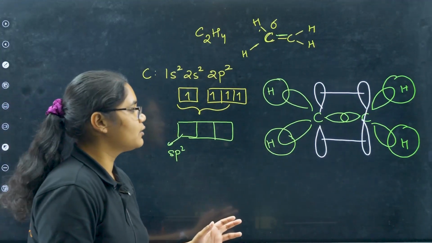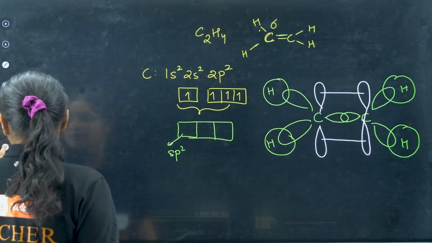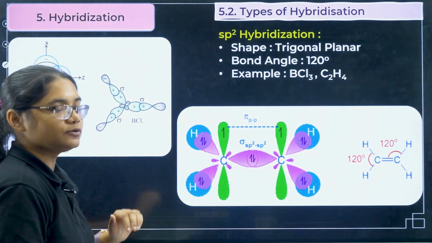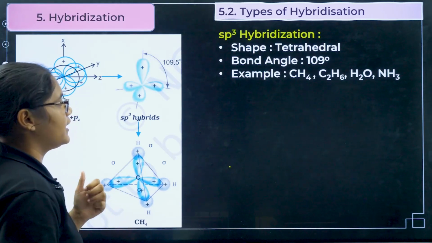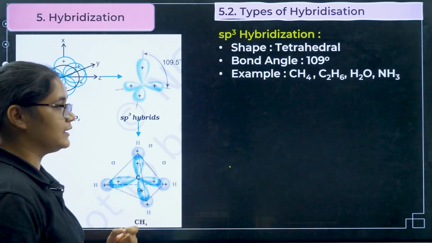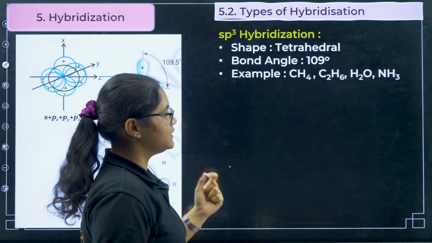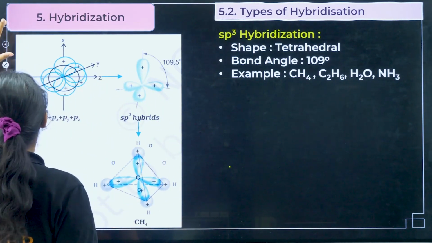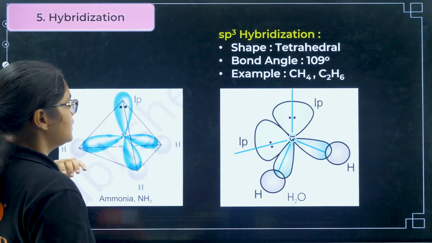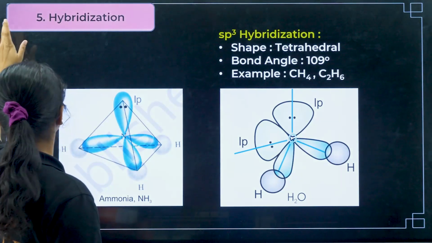Okay. So that is how the molecule is denoted. Similarly, for sp3 hybrid orbitals you have tetrahedral shape, bond angle is 109 degrees, and examples are CH4, C2H6, H2O and NH3. Okay. Fine. Now moving towards other examples as well.